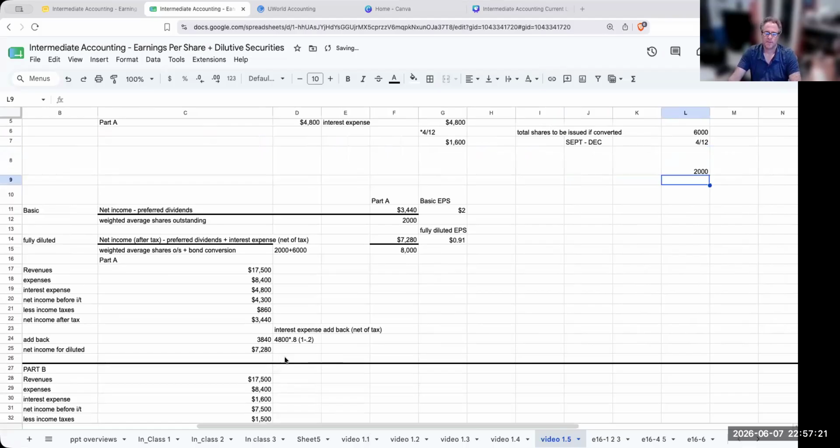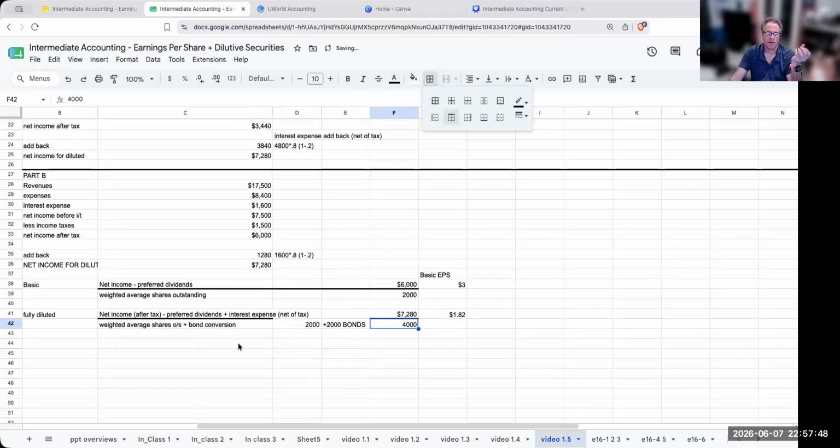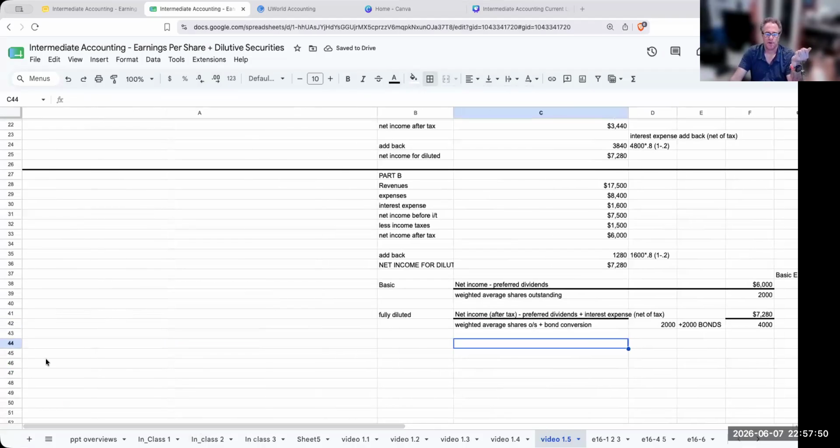So over here, I'm going to take 2,000 and add in the 2,000. So my diluted earnings per share here is going to be $1.82. So again, they are dilutive, so we have to go through and include them. Okay, let's take a look now at part C.